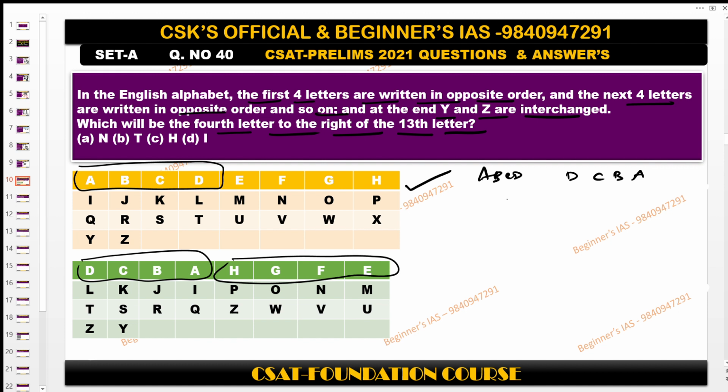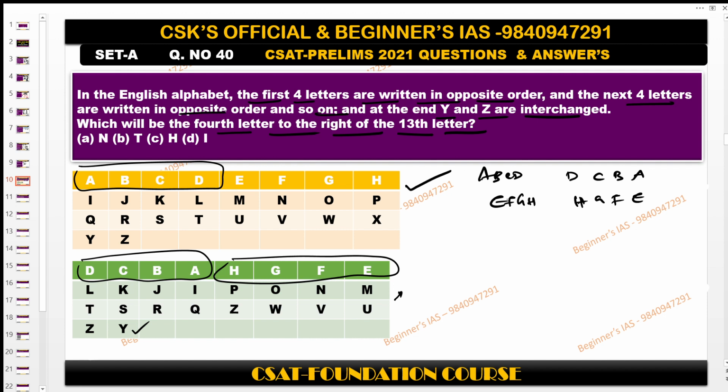this will become H, G, F, E. Like that, everything is written. At the end, Y and Z are interchanged. So this is the table according to the statement.